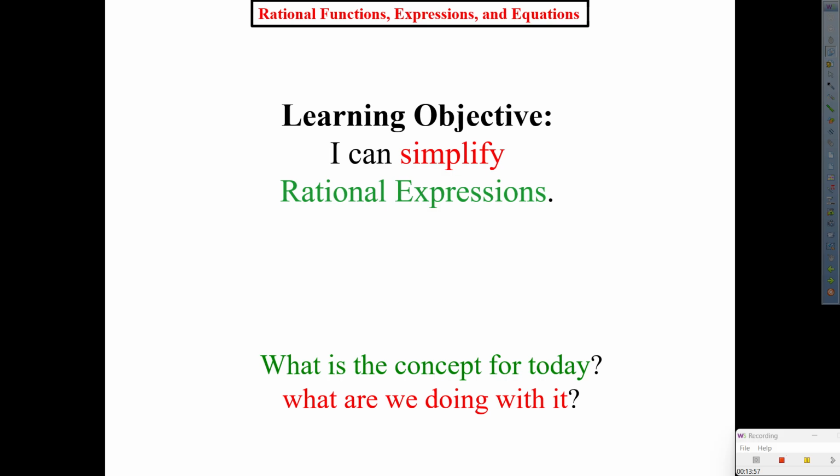Rational expressions, that is correct. And what are we going to do today? We're only going to simplify, that is correct.